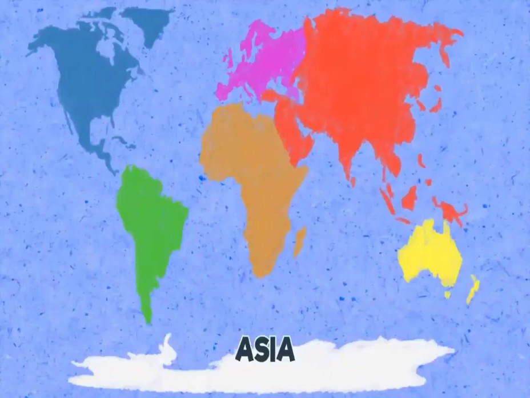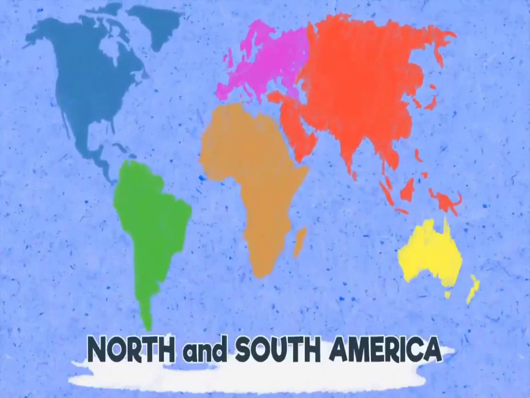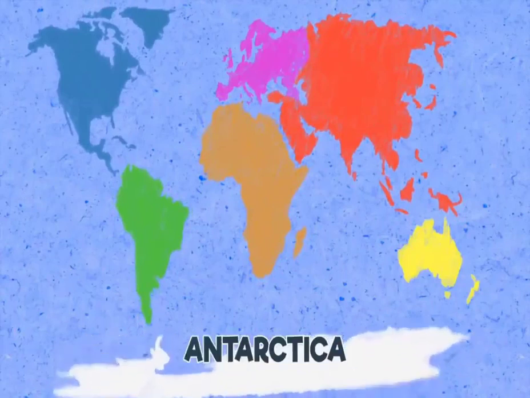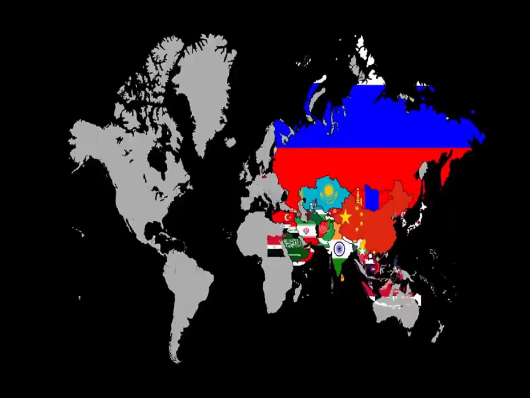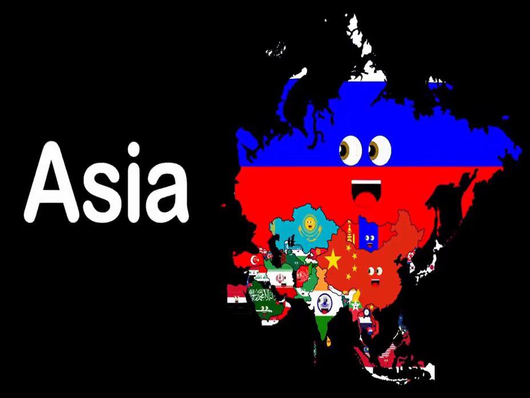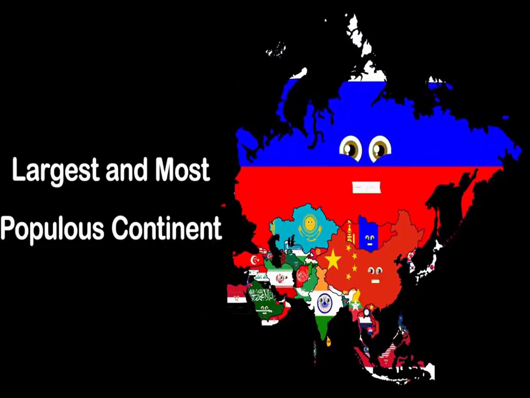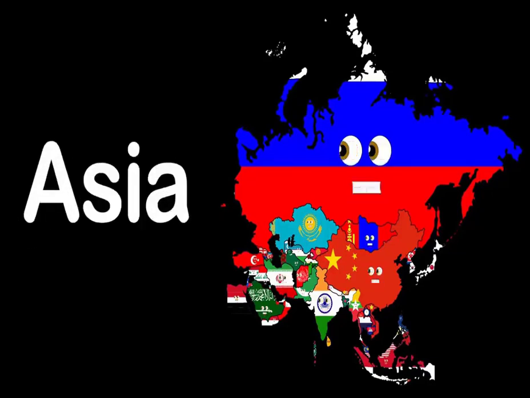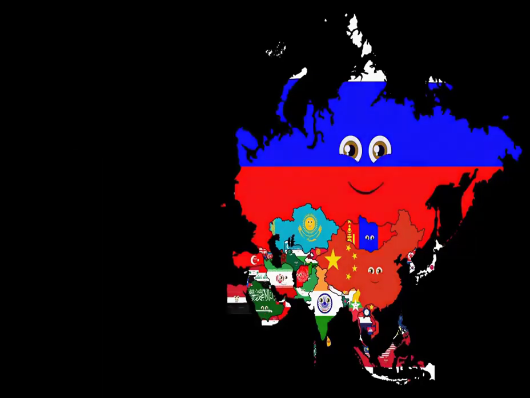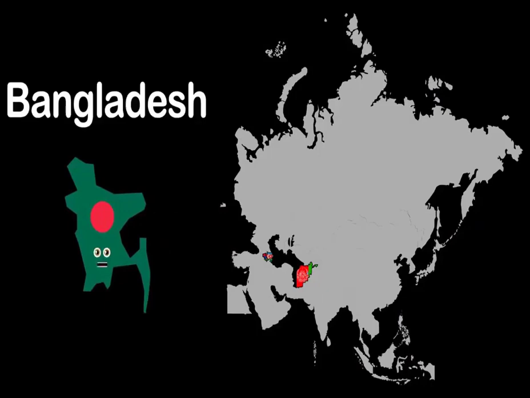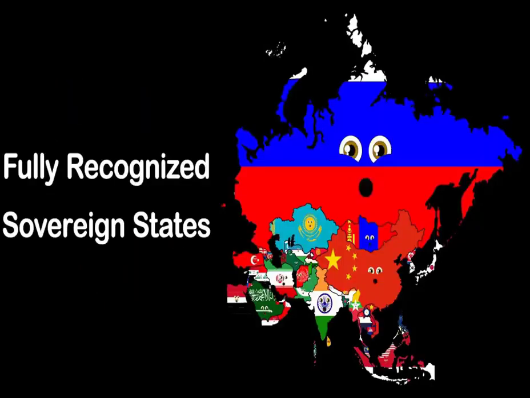We are Asia, Africa, North and South America, Antarctica, Europe, and finally Australia. We're all part of Asia, the Earth's largest and most populous continent. Bangladesh is what you see and this is Dhaka, the fully recognized sovereign states we present.